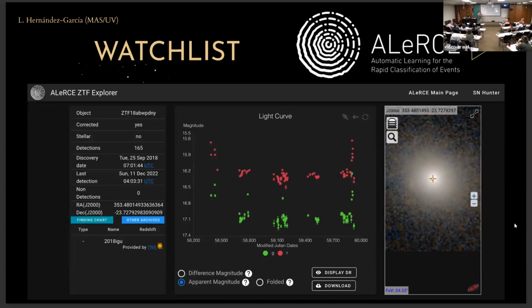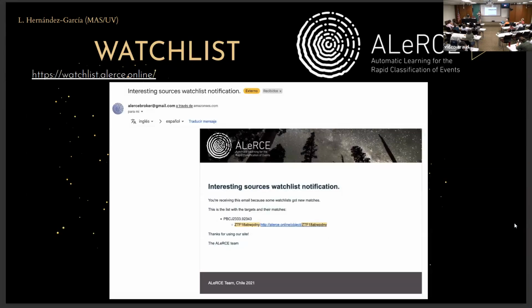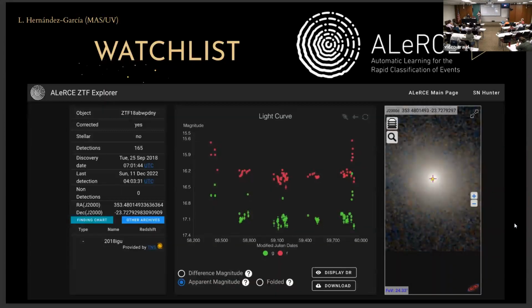This is a service that might be useful for all of us, now and in the future. What it does is cross-match in real time, and when there are new alerts of a new source, we get an email like this. So we can see that there is a new alert of a source. This light curve here is the alert light curve for the source that I was presenting.